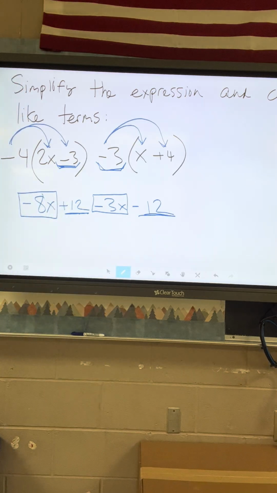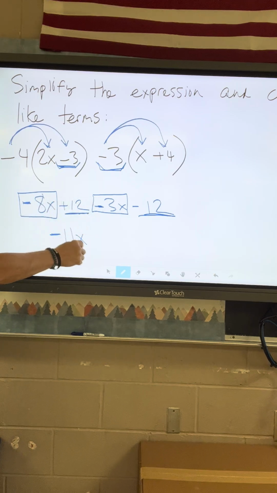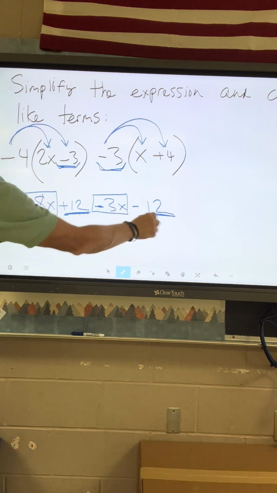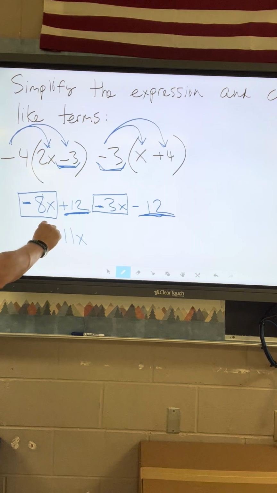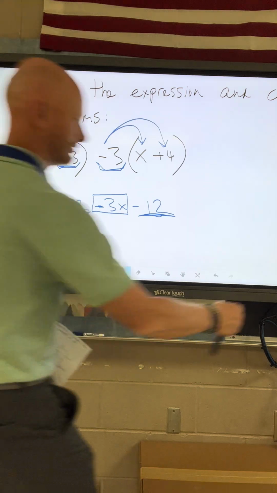All right, so let's go ahead and combine negative 8 and negative 3. What's negative 8 minus 3? Well, it's going to give me negative 11x. Remember, when you're adding and subtracting and your signs are the same like these, you add the coefficients and keep the sign, and the variable just comes along for the ride. Now, positive 12 minus 12 just gives me 0. So my final answer is just going to be negative 11x. Right, next.